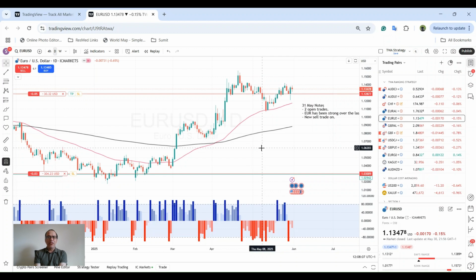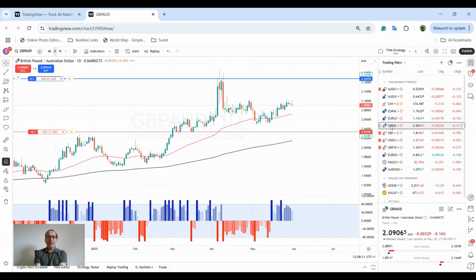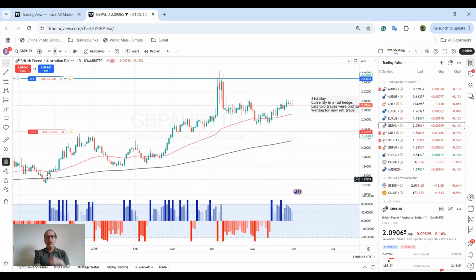The pound Australian dollar, again, range bound. It's been bullish over the past few months, currently in a full hedge. As you can see, though we're not really using a hedging strategy when we talk of ranging, the previous couple of trades have been profitable. In fact, we've been able to close those trades within this range. We are now waiting for a new sell trade as we just made money on the buy.